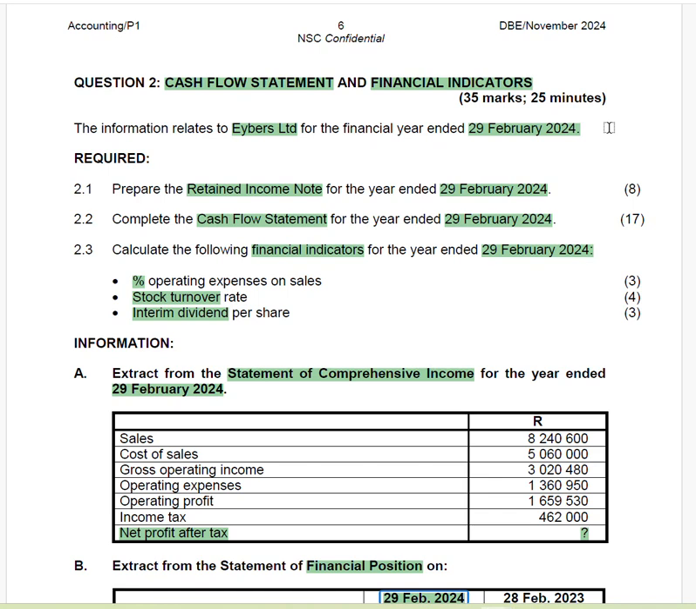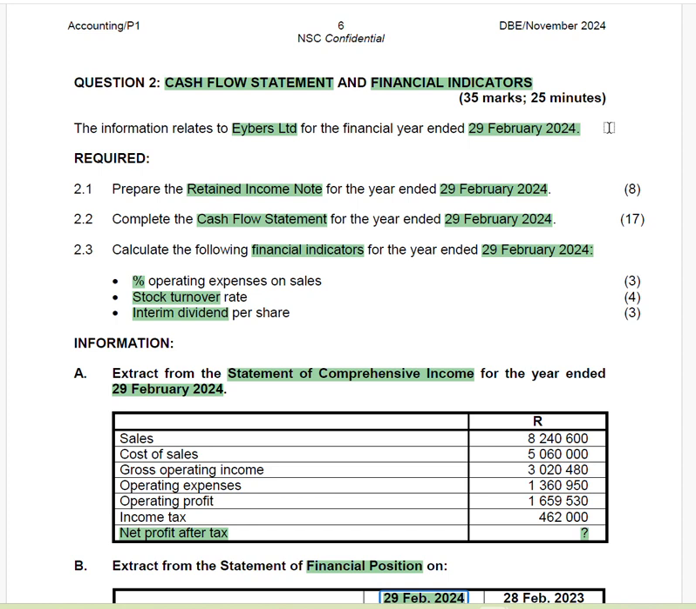In this video, we're going to be looking at the retained income note on your November 2024 Paper 1 Accounting Grade 12 past paper. This will assist you in preparing for your test as well as the final exam, which will decide whether you're passing or failing accounting, and whether you're getting a distinction for accounting or not.